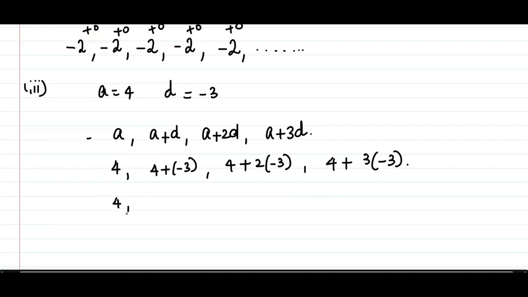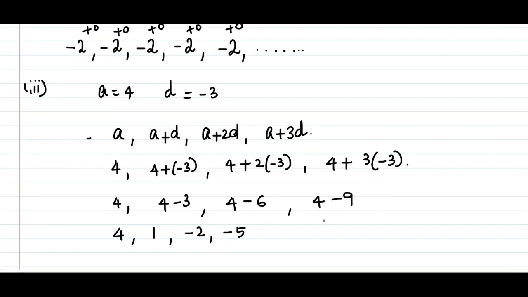So this will be 4, then 4 minus 3. This will become 4 plus, then it will become minus. So 2 into -3 will become -6. Then 3 into -3 will become -9. Let's simplify this one. So 4, 1, and then 4 minus 6 will become -2. Then 4 minus 9 will become -5. Now these are the first four terms of the AP series. Fine. Okay, so this one I've got the answer using the general form of an AP.